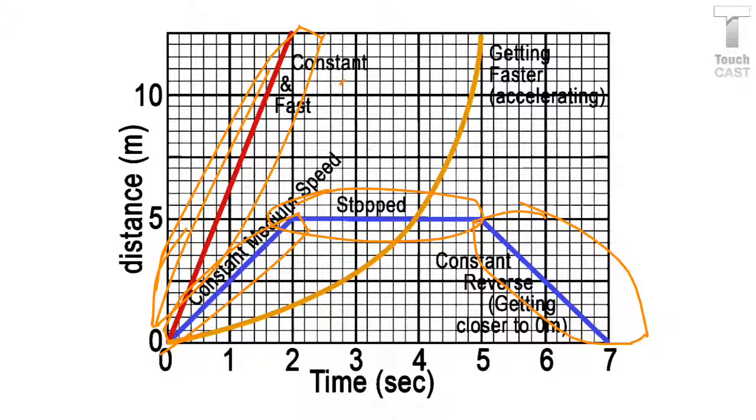The last line we have is this curved line that goes up, and that's showing acceleration. That means that it's getting faster. If the line was curving down like this, it would show slowing down.